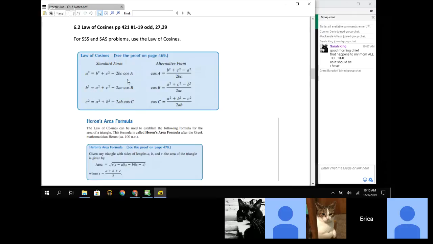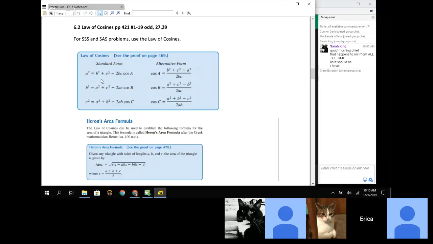And the one that you use depends on, are you trying to use the cosine of A to solve? Or are you trying to use the cosine of B or C? So it kind of just depends which angle they give you, which one you're going to use, if that makes sense. There is an alternative form for each of these.